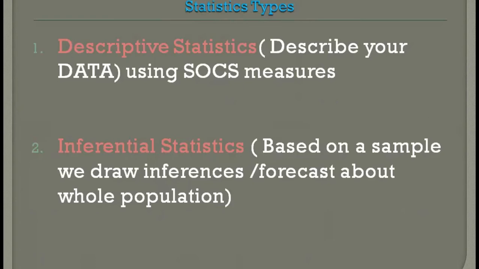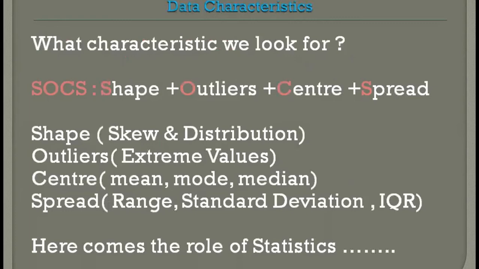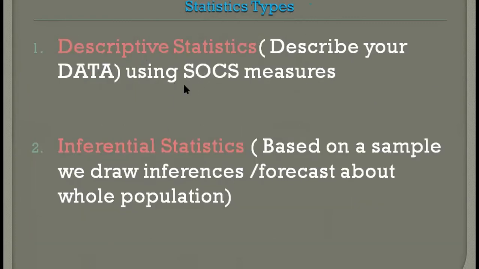Let's understand what statistics is. We will start straight away with the types of statistics. We have two kinds of statistics. Statistics is about understanding your data. We can have descriptive statistics and inferential statistics. Descriptive statistics is how you describe your data, using the SOCS measures: shape, outliers, center, and spread. And the other kind is inferential statistics: based on a sample, you draw inferences or forecasts about the whole population.